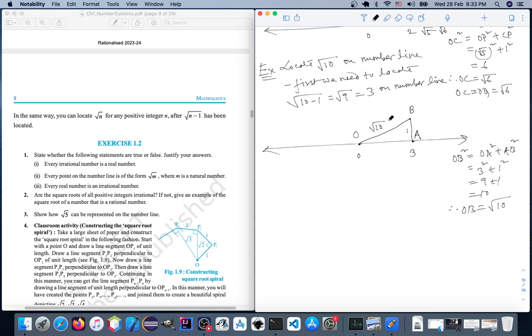And now we will draw an arc with O as center and radius OB, and the point where the arc intersects the number line, that point P will be such that OP will be equal to OB, and OB is root 10. So OP will also be root 10. So point P on the number line will represent root 10. So we have located root 10 on the number line.